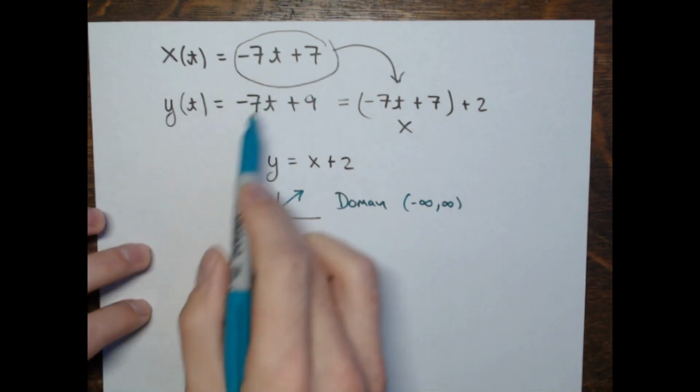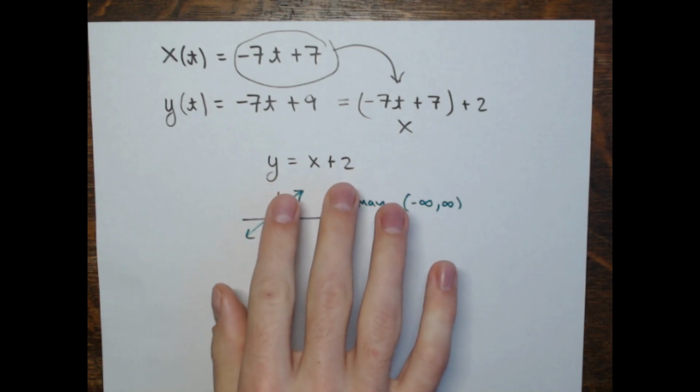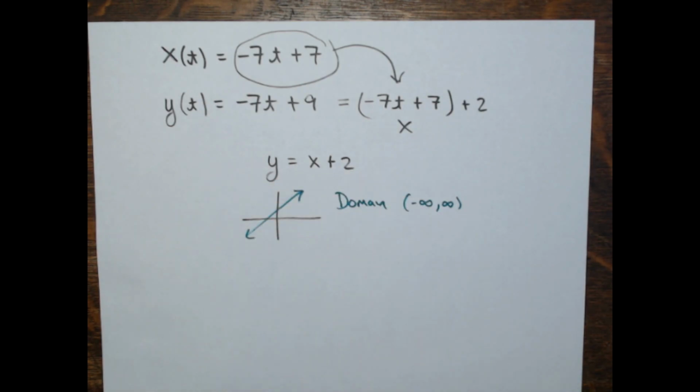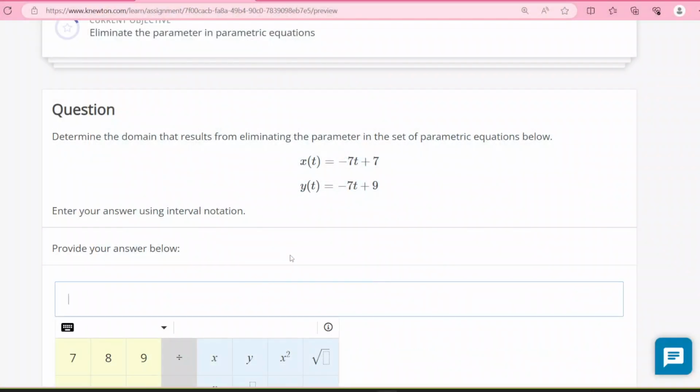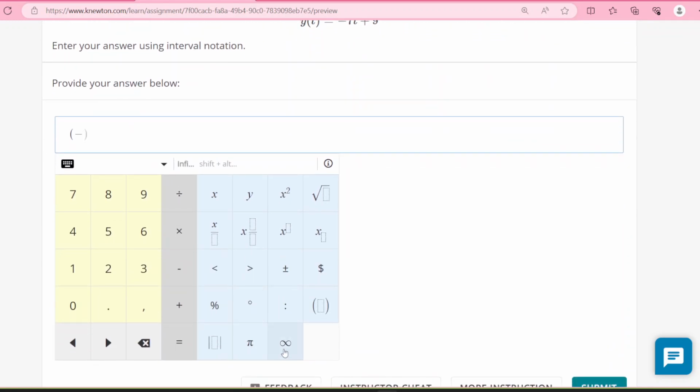After eliminating the parameter, we're getting the equation of a curve that I can plug in any value of x for. So the domain of this function, resulting after eliminating the parameter, is all real numbers. In interval notation, that would be from negative infinity to infinity with parentheses on either end. So negative infinity, comma, infinity. And that's all they want.